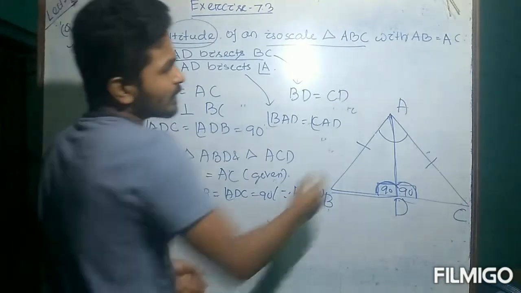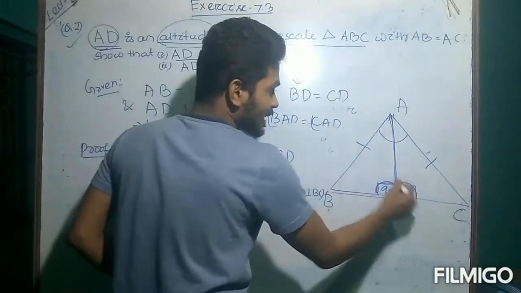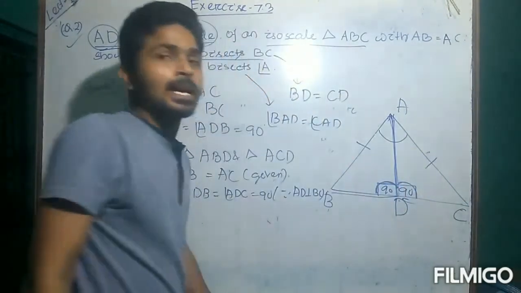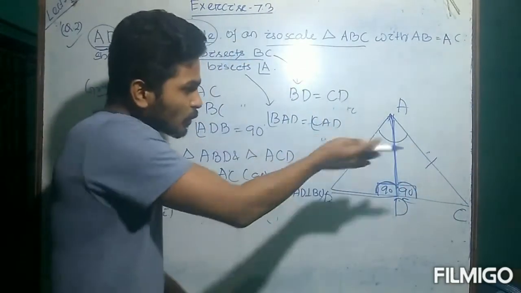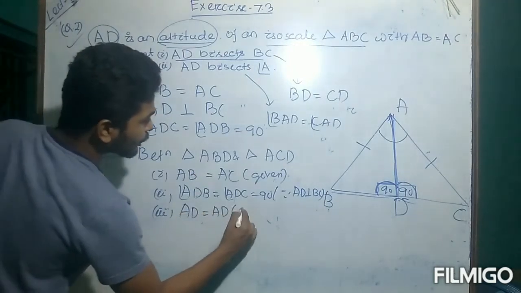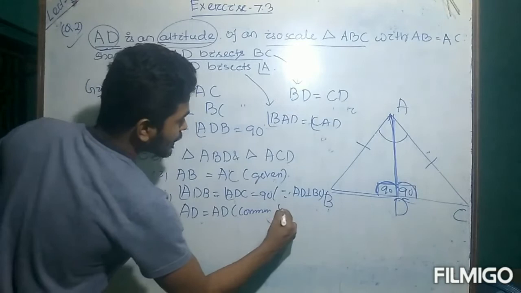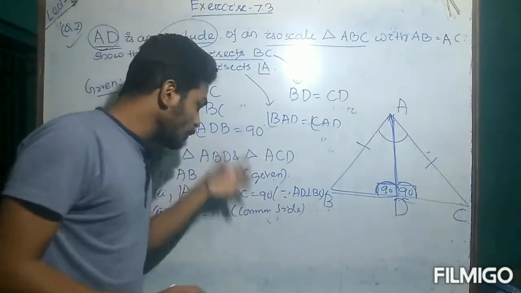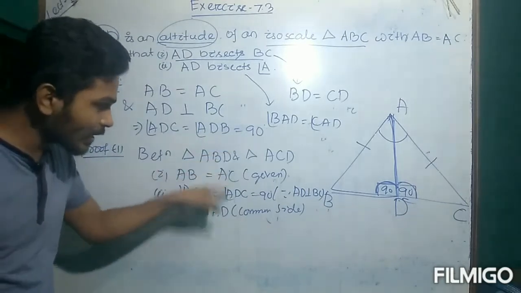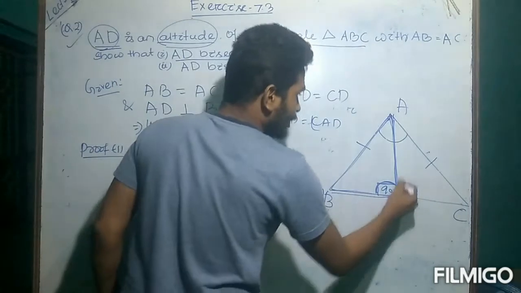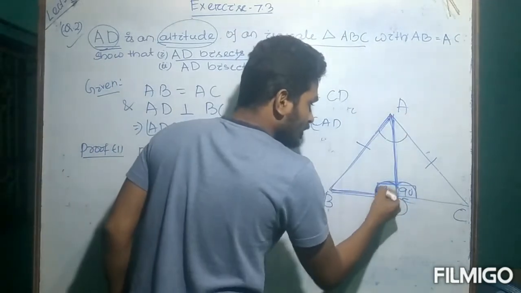And the third case is for the triangle ABD, AD is a side, and similarly for the triangle ACD, AD is also a side. So AD is the common side to both the triangles. So AD is equal to AD, common side. Now we have found three conditions here. Now let us find which congruency these three conditions satisfy.